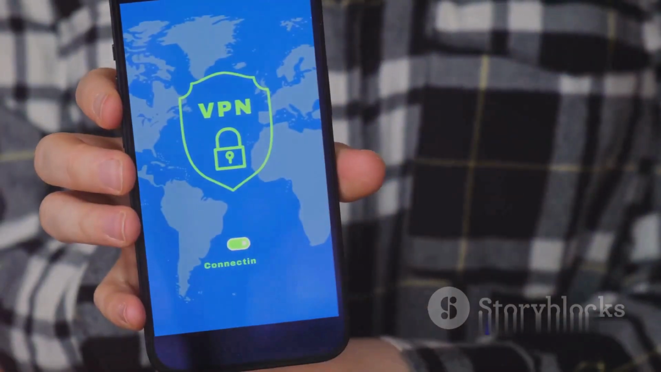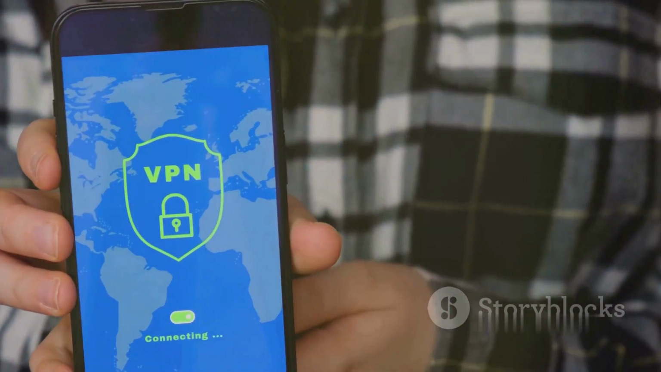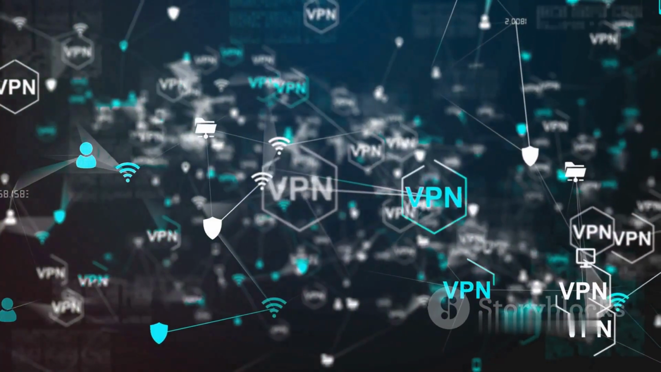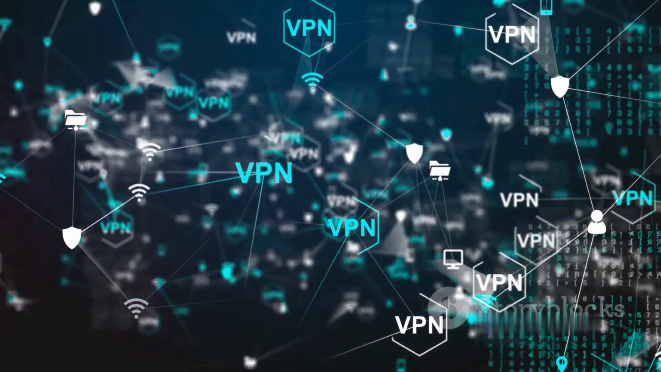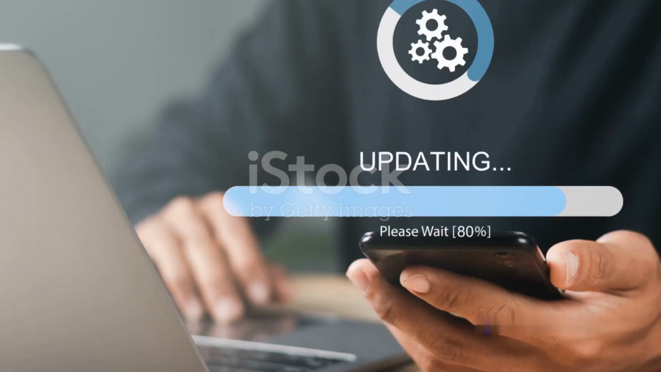Next, be cautious of public Wi-Fi networks. They might offer a quick and convenient internet connection, but they're also a playground for potential attackers. If you need to use a public network, consider using a virtual private network or VPN. This adds an extra layer of security by masking your IP address and encrypting your data.